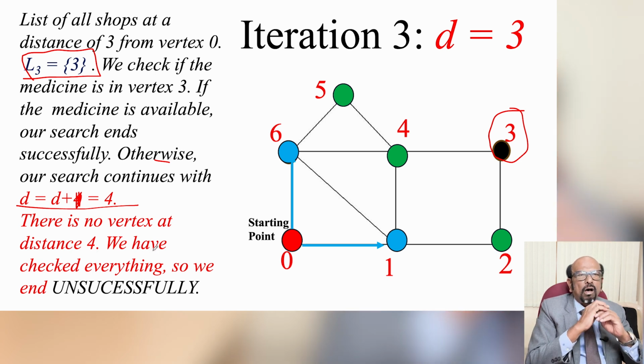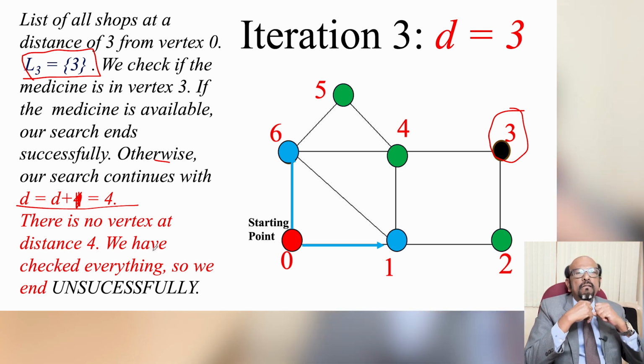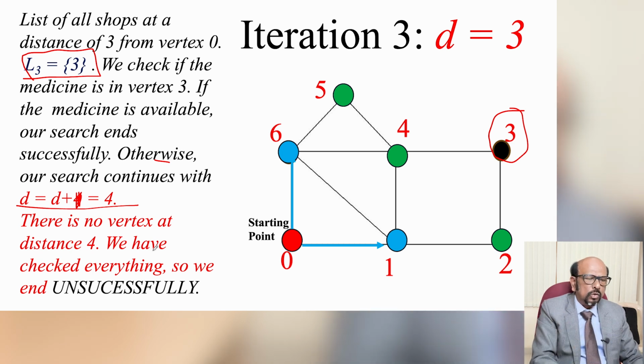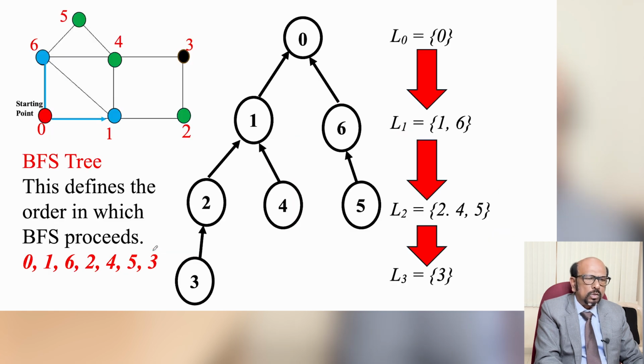So, we have checked all of them. I have verified in every medical shop and the medicine is not available. So, we end the algorithm saying that the medicine is not available. That is the unsuccessful search. So, this is how the algorithm works.